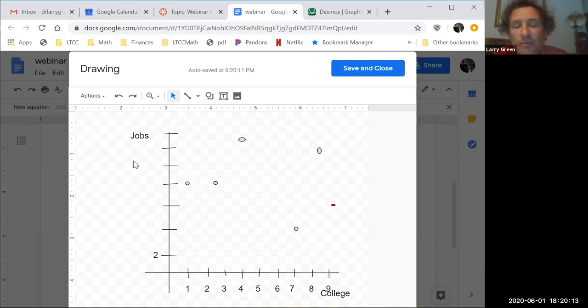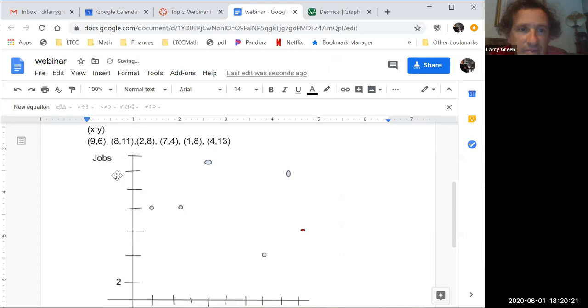And there we go. And now I plotted the points. Again, this isn't perfect because I just used Google Sketch. But that's how you do it. Any questions? Any questions on that?